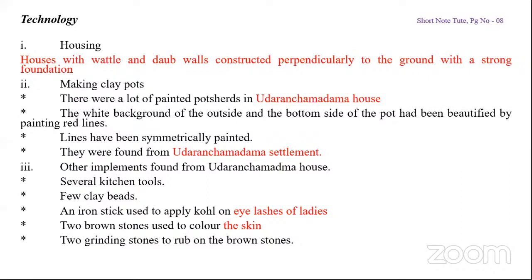And two brown stones they used to color the skin. So they were coloring the skin, they were applying kohl on eyelashes, and they were using clay beads as ornaments. So this is beauty culture. Some of the other implements found from Chamadam house.